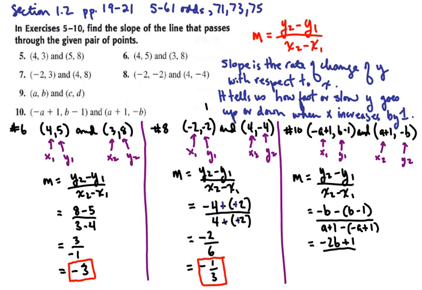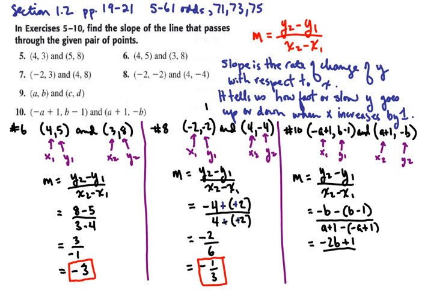In this video, we'll pick up where we left off on the last one. We have the points (-a + 1, b - 1) and (a + 1, -b). We're looking for the slope of the line that passes through those points.